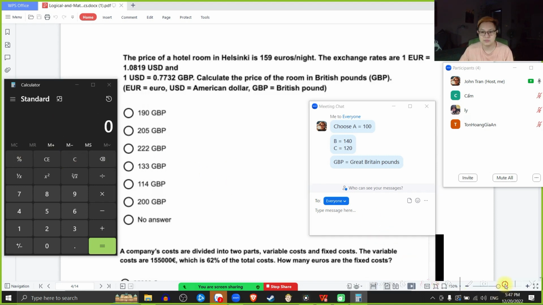Try this one. Do you have the same answer? Okay, so 159 euros. You have to turn it into dollars first. So 0.819, this is in USD, okay? And then times 0.7732. You should get to 133 GBP, Great Britain pounds. Okay, very good.